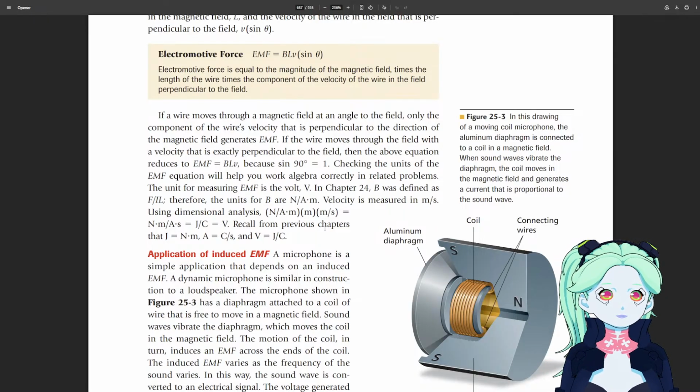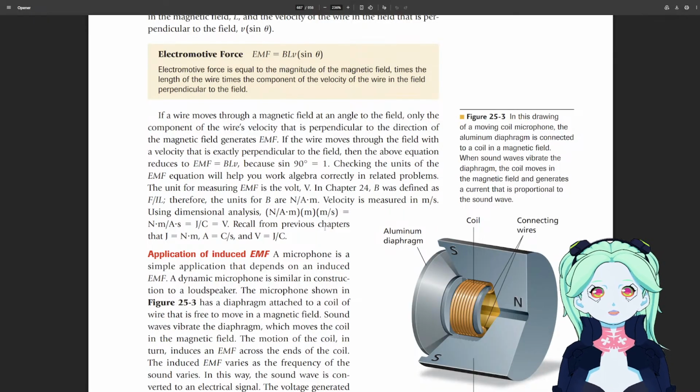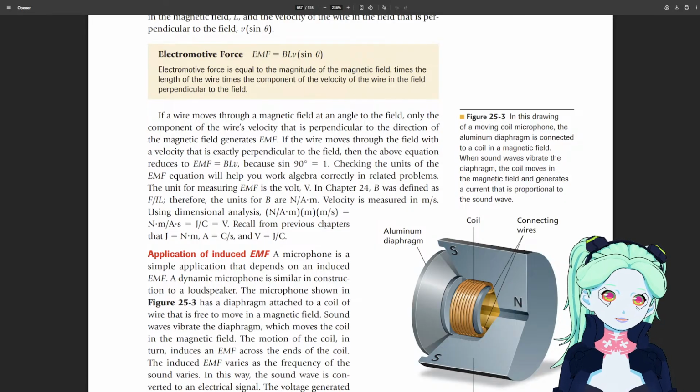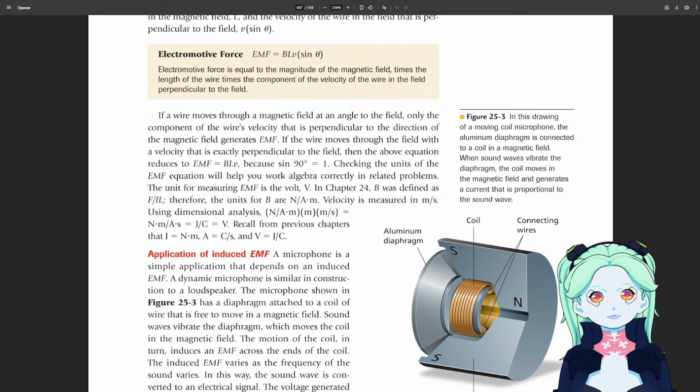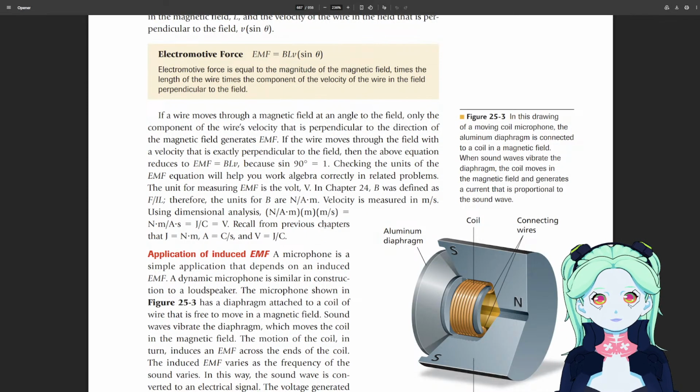In this drawing of a moving coil microphone, the aluminum diaphragm is connected to a coil in a magnetic field. When sound waves vibrate the diaphragm, the coil moves in the magnetic field and generates a current that is proportional to the sound wave. Wow. A microphone is a simple application that depends on an induced EMF.